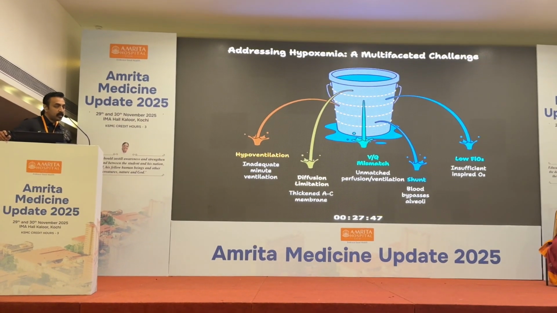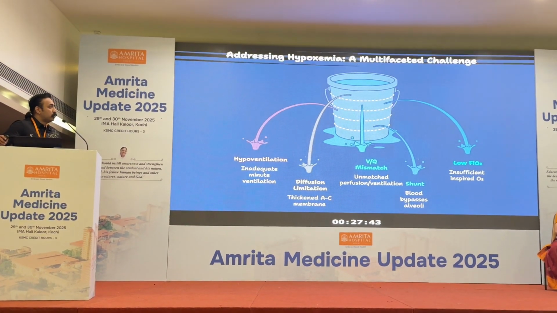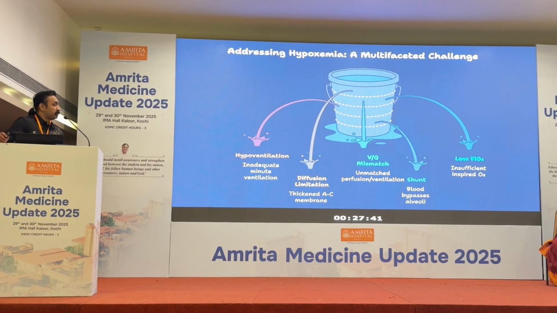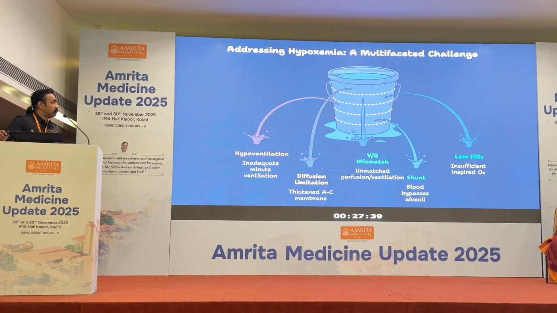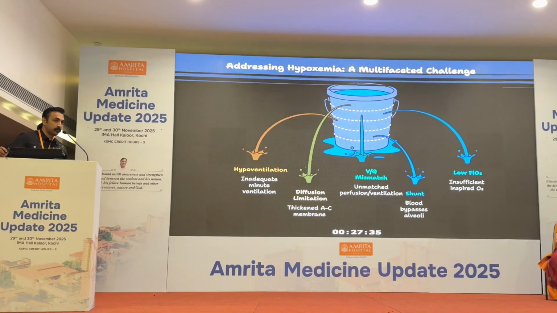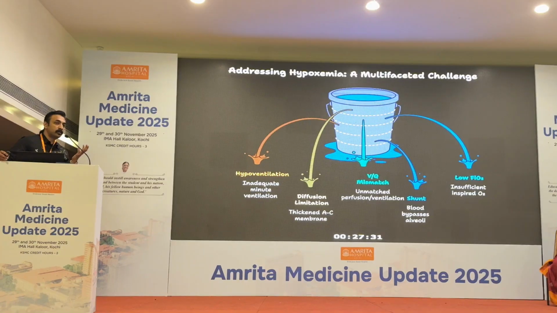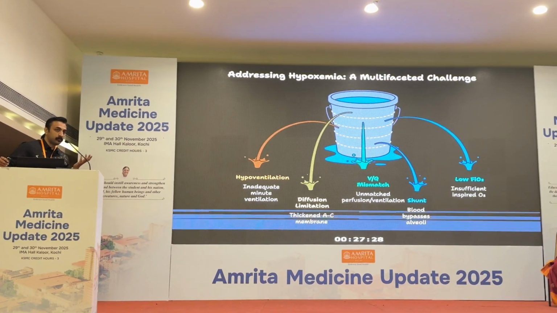So again, with hypoxemia, remember that it is a multifaceted challenge. It is not always low FiO2. You might be dealing with a shunt, you might be dealing with a ventilation-perfusion mismatch, you could be dealing with a diffusion limitation, or even a hypoventilation. So basically, we have two tools for correcting the hypoxemia, right? You have the PEEP and the oxygen.